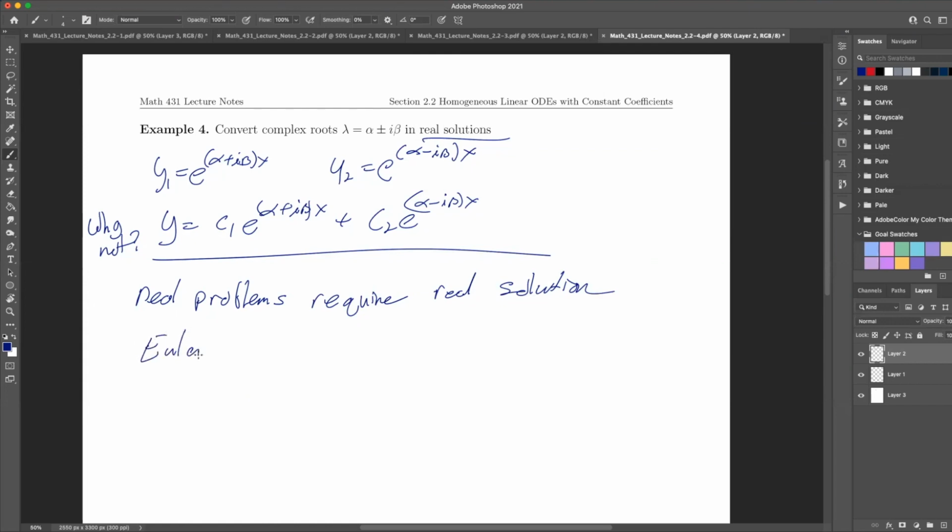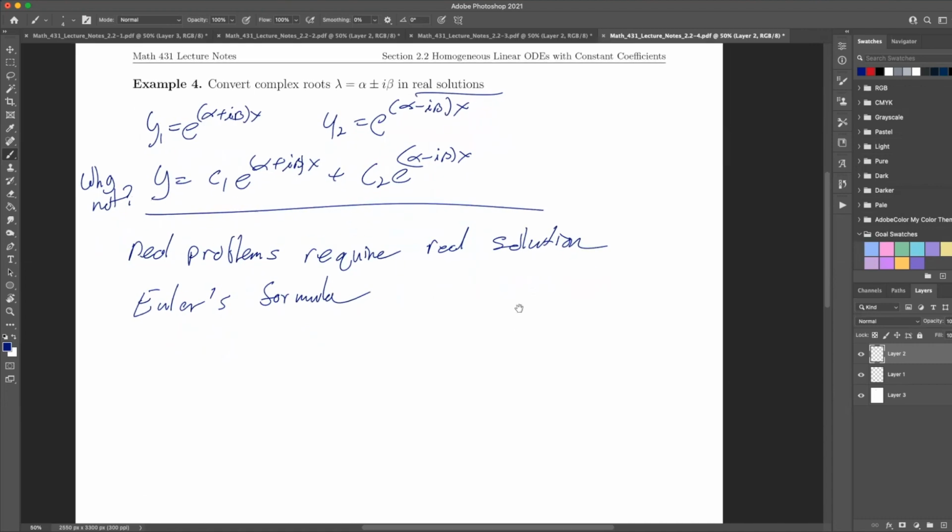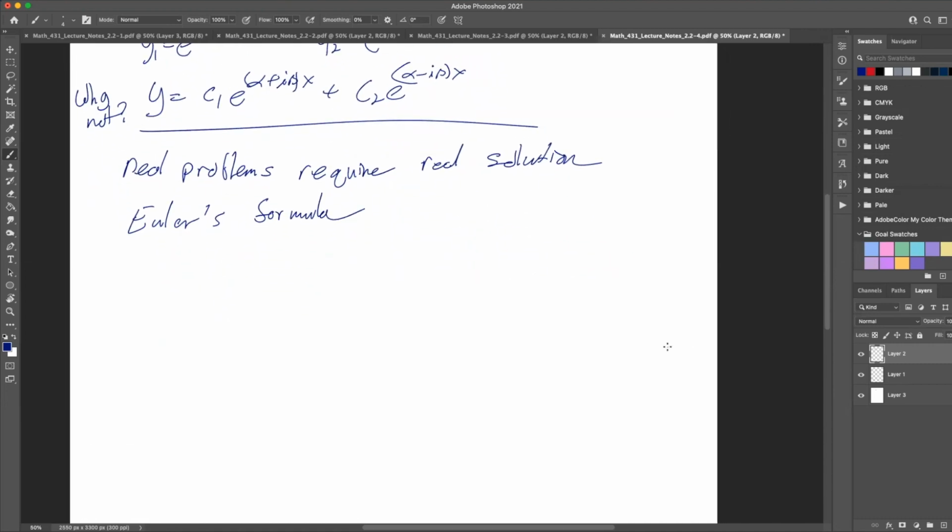So Euler's formula. Yeah, that only took me, what, a minute to make in Photoshop. And like these notes would take hours, so I don't feel bad. So we'll have e to the it is equal to cosine of t plus i sine of t.